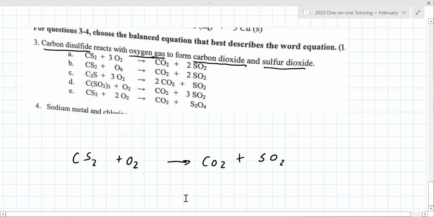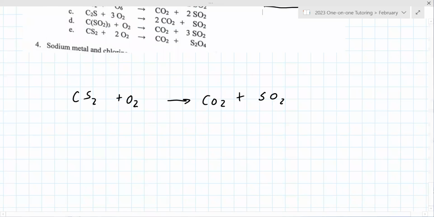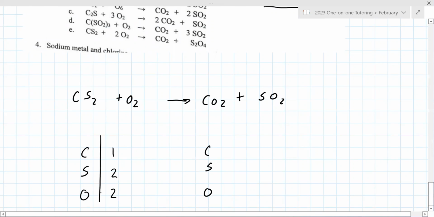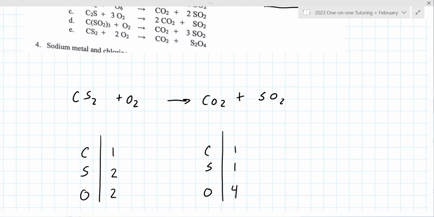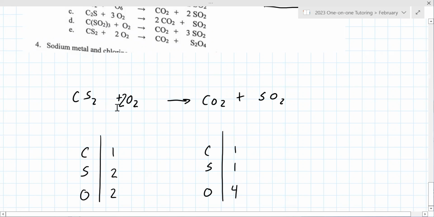I'll put CS2 plus O2 on the left and CO2 plus SO2 on the right. And so I just look at what they have originally on the left side. It looks like it has 1 carbon on the left side, 2 S, and 2 O originally. And on the right, it has 1 carbon, 1 S, and 4 oxygens. So now you go through a process of elimination. You can put a 2 in front of the O2 on the product side. That turns into 4 oxygens.